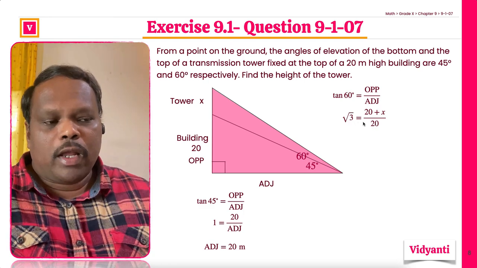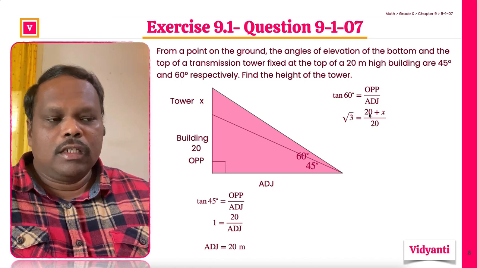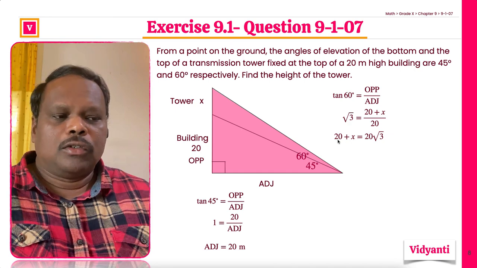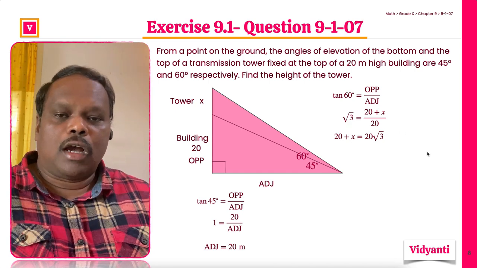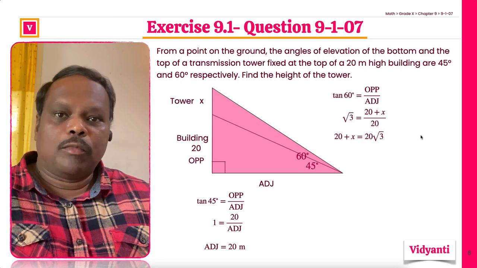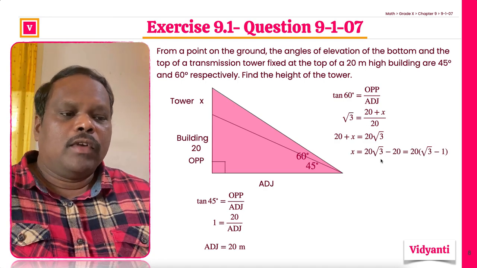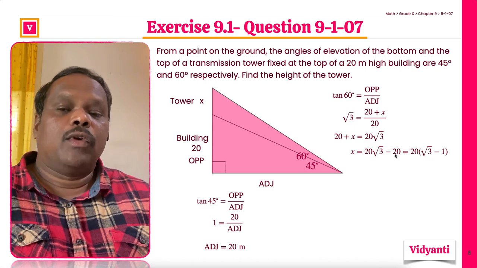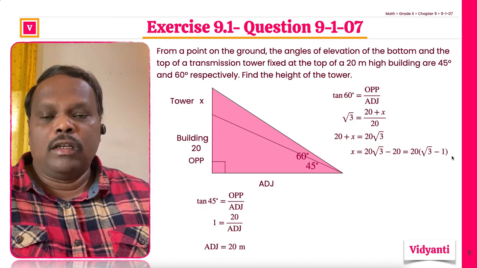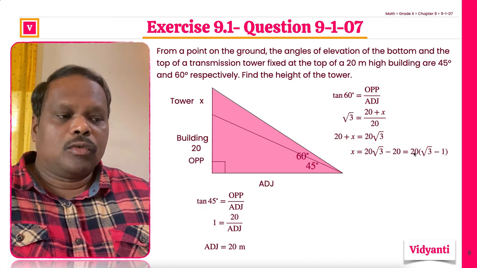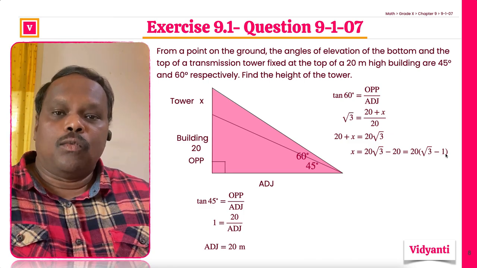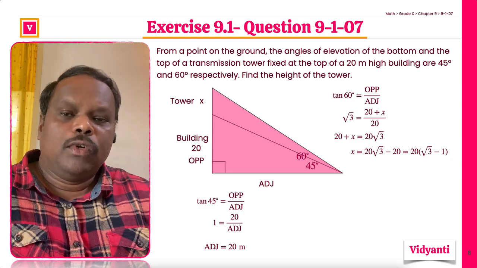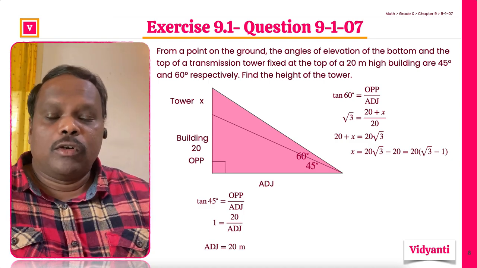Now we can cross multiply. We can say 20 times root 3 is equal to 20 plus x. We are interested in x, so anything other than x should go to the opposite side. We will transfer this 20 to the opposite side, it becomes minus 20. And we can write down x is equal to 20 root 3 minus 20. We can take 20 common and write root 3 minus 1 in a bracket. So 20 times in bracket root 3 minus 1 is your answer. And even though it's a fully correct answer, you can stop right here, absolutely no harm.